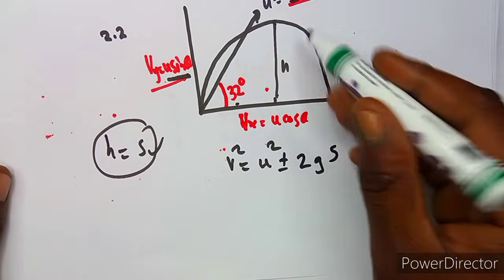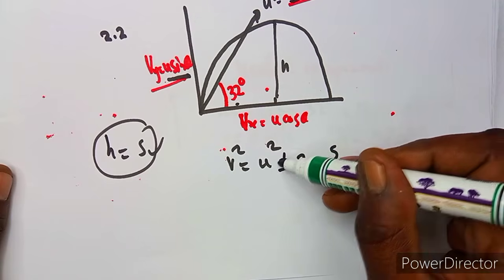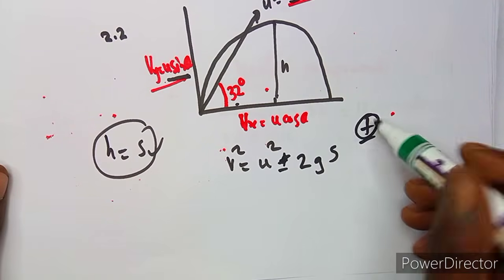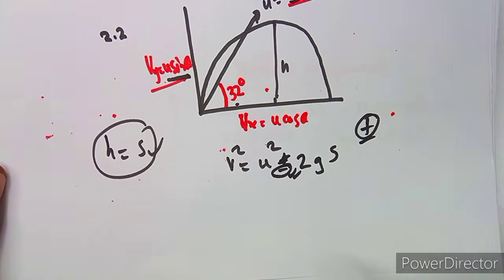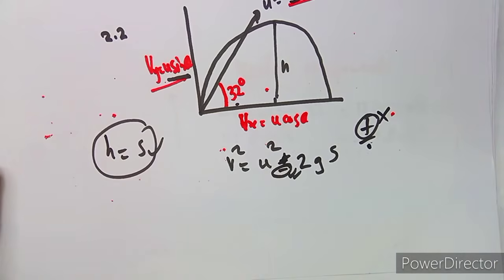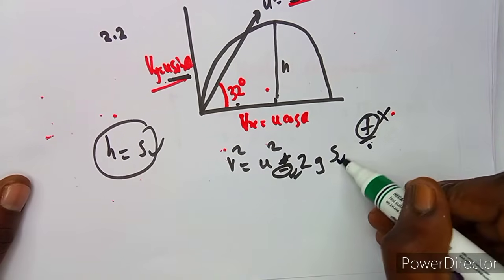So when it is going up like this, it's going to be a negative, because we've got plus or minus. You take the one that is your working. In this case, we're going to work with this negative, so this one is out. You want to calculate this s.